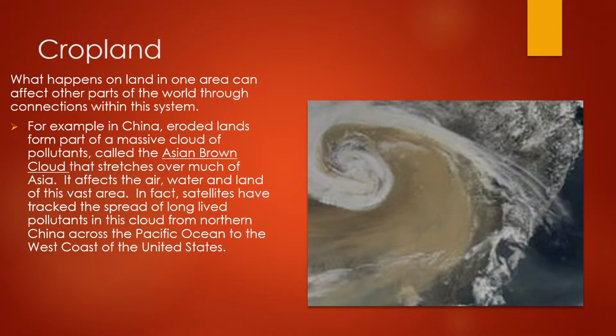What happens on land in one area can affect other parts of the world through connections within this system. Here's an example. In China, eroded lands form part of a massive cloud of pollutants, which is called the Asian brown cloud, that stretches over much of Asia. It affects the air, water, and land of this vast area. In fact, satellites have tracked the spread of long-lived pollutants in this cloud from northern China across the Pacific Ocean to the west coast of the United States. You can imagine that's a pretty extraordinary feat considering how large the Pacific Ocean is. If anybody's ever flown across it, you know it's an ordeal.